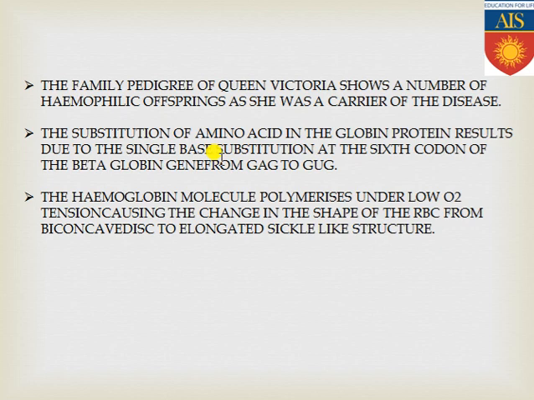So here it is clearly written how the sickle cell RBC has been produced from the normal RBC, and it is also mentioned here that Queen Victoria is the carrier of hemophilia, and for that reason the sons, the princes who were born to Queen Victoria, were all affected by the hemophilia disease.